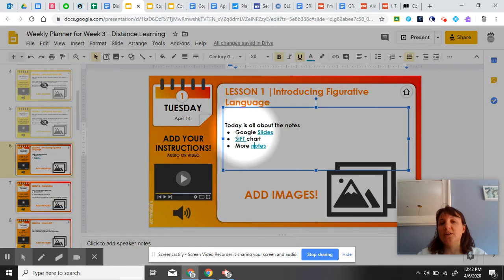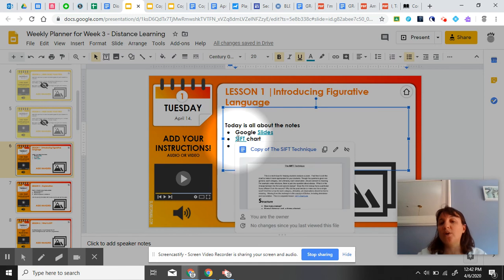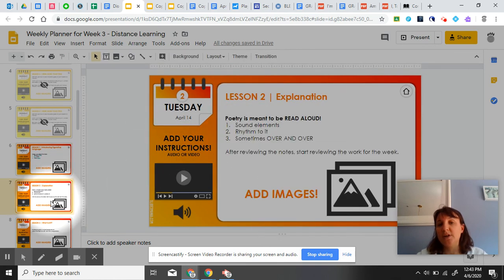And then the other thing that I have is this SIFT chart. All right, and we're going to come back to that later on this week, but I would go ahead and open that up, take that in and copy it into your notes because we'll come back to and discuss that with every poem that we're going through, okay? Also today, besides going through the notes and everything like that, start reviewing everything that we're working on this week, okay?